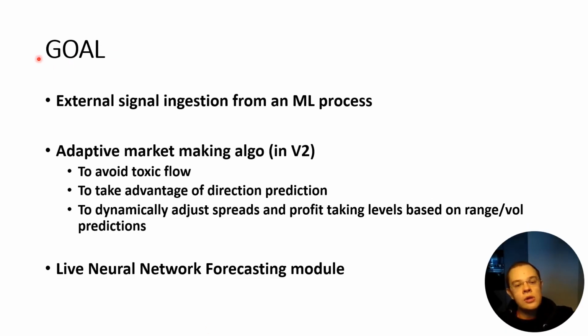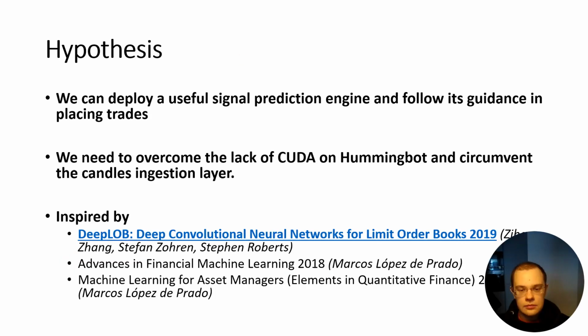So what is our goal here? Our goal is to build a signal ingestion mechanism which would eat a signal from a neural network process, and then we want to push it into a market making algo which would hopefully avoid toxic flow. It will take advantage of direction prediction. It will dynamically adjust spreads and profit taking levels based on range and volatility predictions of a neural network. And of course, we will have to build the neural network itself.